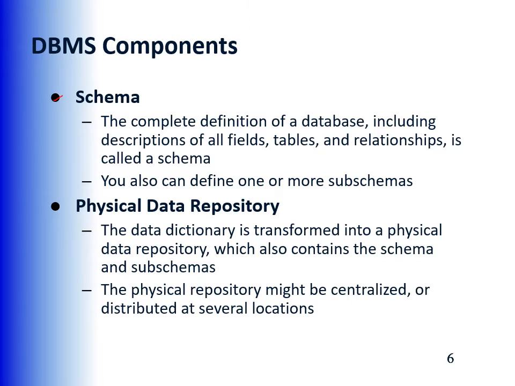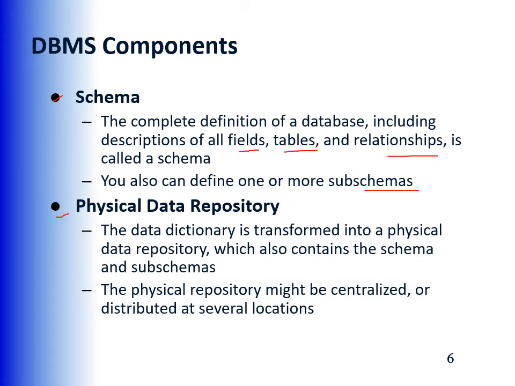Next is a schema. A schema is a definition of a database, including descriptions of all fields, tables, and relationships. You also can define one or more subschemas. Subschemas are used to define only those portions of the database that a particular system is allowed to access. For example, to protect individual privacy, you might want to allow a project management system to retrieve employee data but not pay rates. In that case, the project management system subschema would not include the pay rate field.